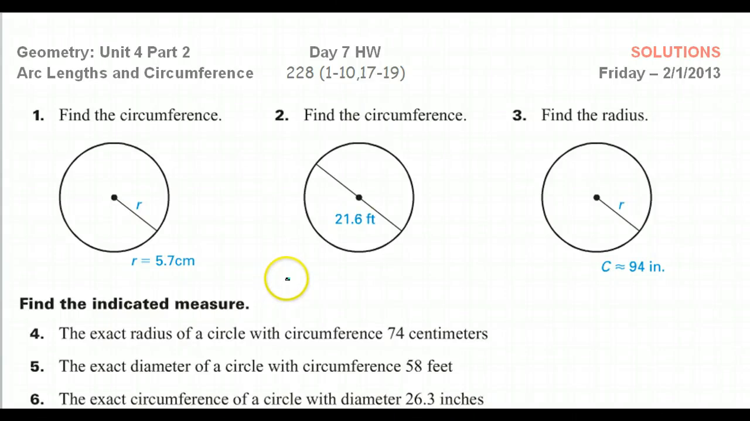All right, in the day 7 lesson, we will continue our discussion of circumference and arc length, and sometimes arc measure, which is degrees, and radius.